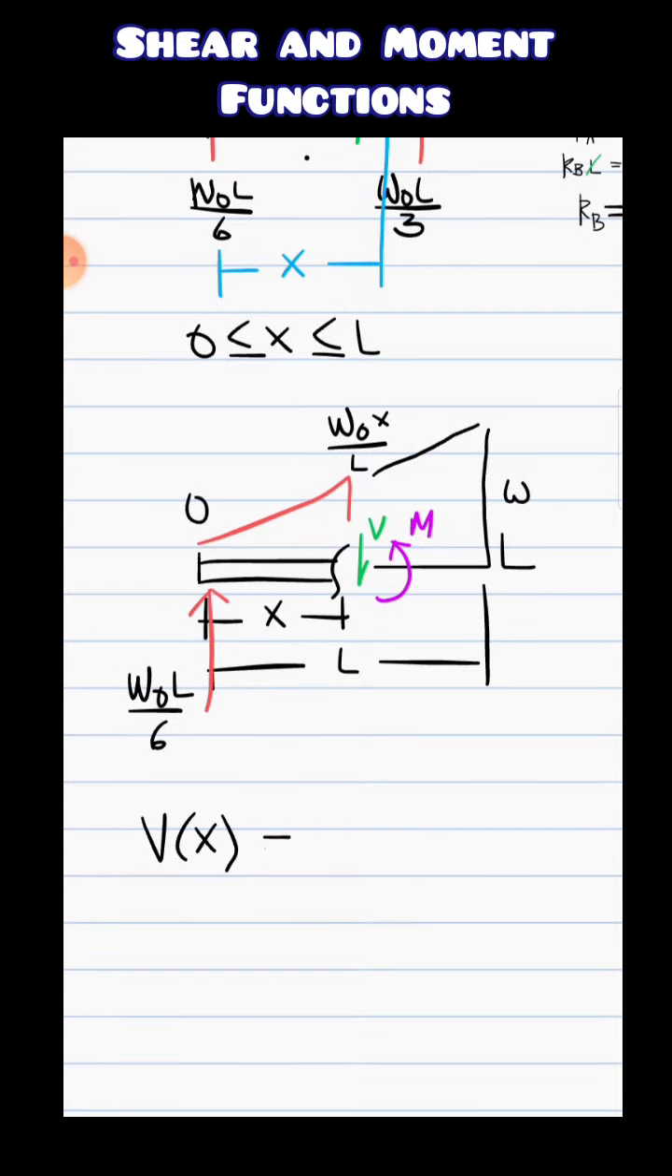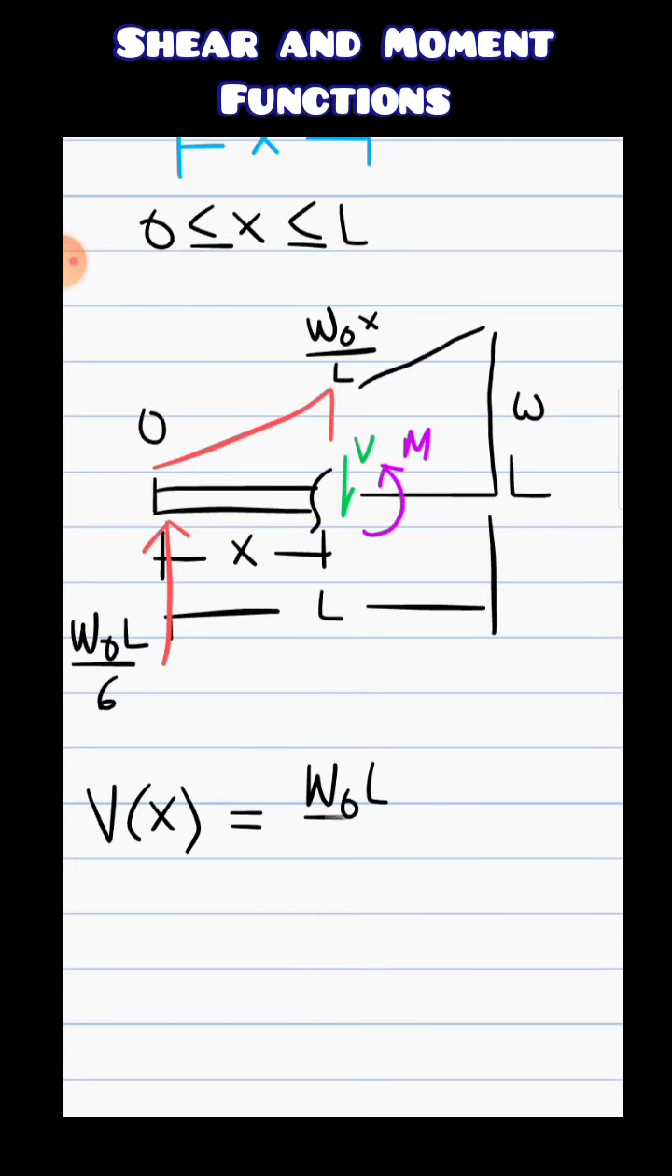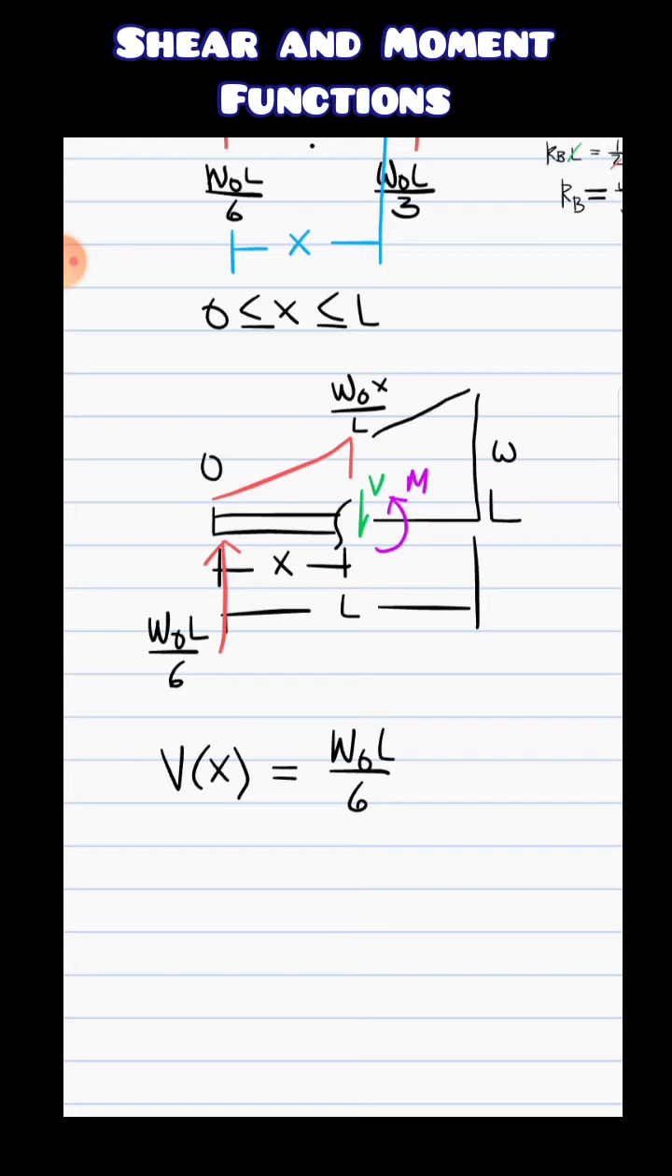Our shear function: whatever load opposes the direction of our shear will be positive on the other side. As you can see, this WL over 6 is opposing the direction of this shear, so we'll put that as positive on the other side. So that is WL over 6.